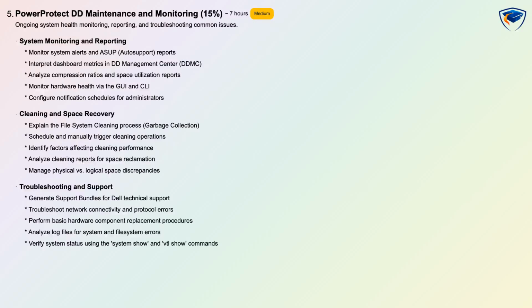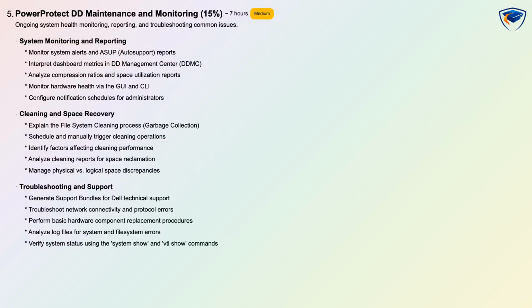PowerProtect DD maintenance and monitoring takes the final 15% of the exam and is medium difficulty with about 7 hours of study focused on scenario-based tasks. You will monitor system alerts and AutoSupport reports, interpret DD Management Center dashboards, analyze compression ratios and space utilization, and track hardware health through GUI and CLI tools while configuring notification schedules.